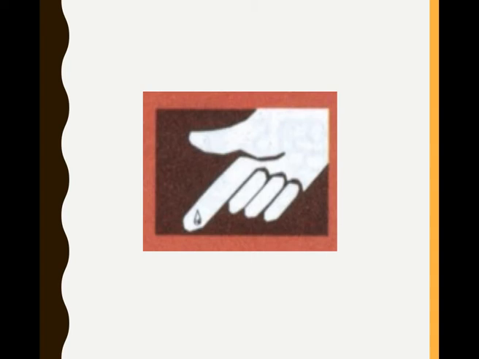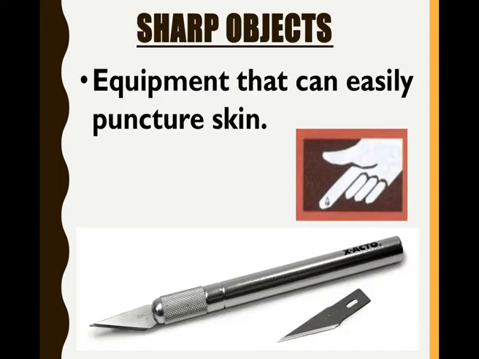Taking a look at this symbol, what do you think this symbol means? Take a close look there, and if you see at the tip of the finger, it looks like there might be a little drop of blood. What do you think this symbol means? This symbol means that it's basically a sharp object. It's something that could cut you, it could puncture you, so it needs to be treated with caution.